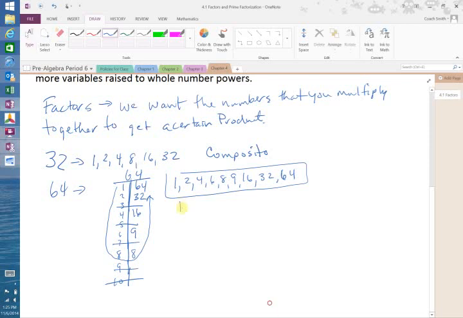In other words, what we're saying, 1 times 64 is equal to 64. 2 times 32 is equal to 64. 4 times 16 is equal to 64. 8 times 8 is equal to 64. So these are all factors. It is a factor times a factor equals a product.